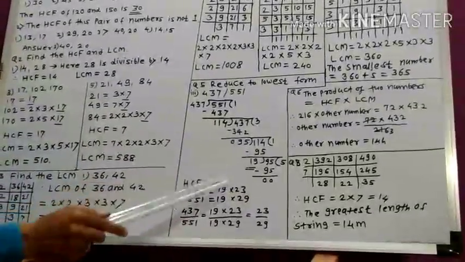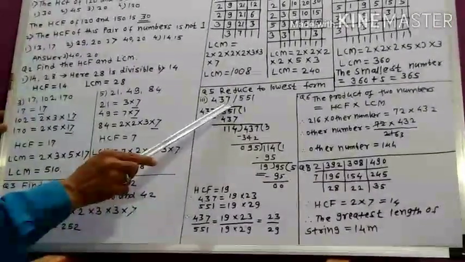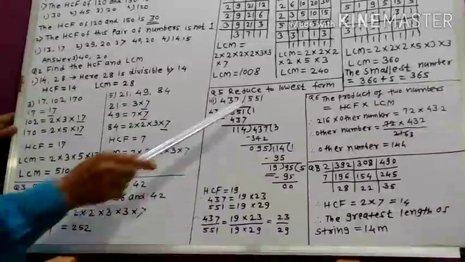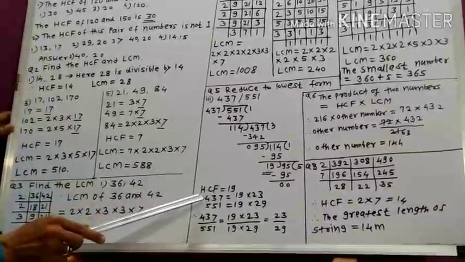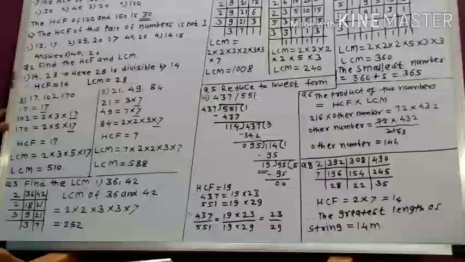That means 19 is the HCF of 437 and 551. Therefore HCF is 19.